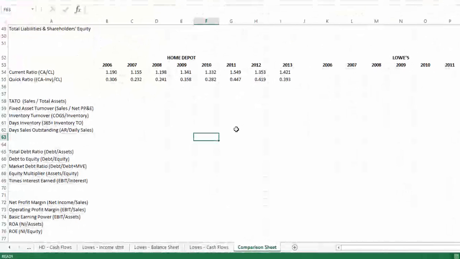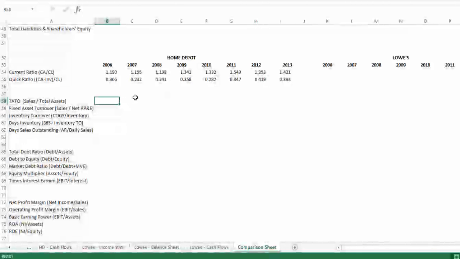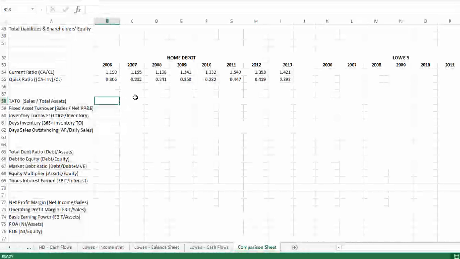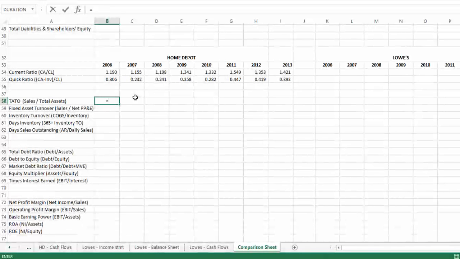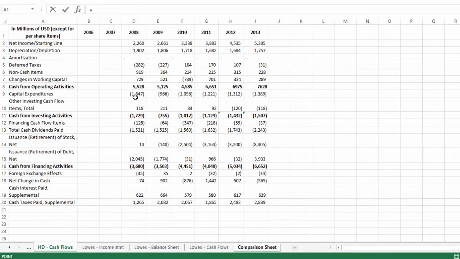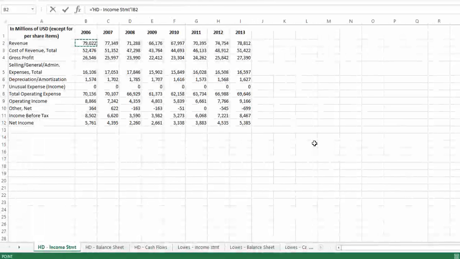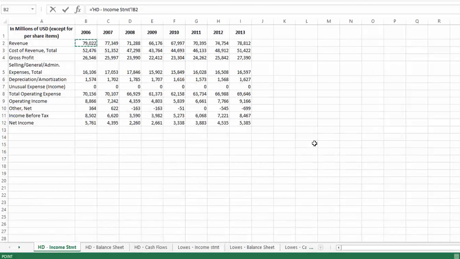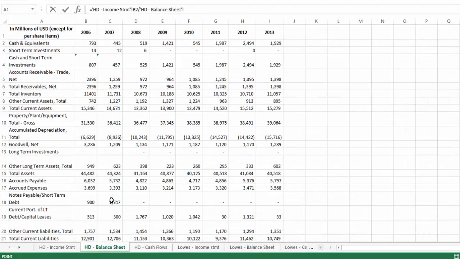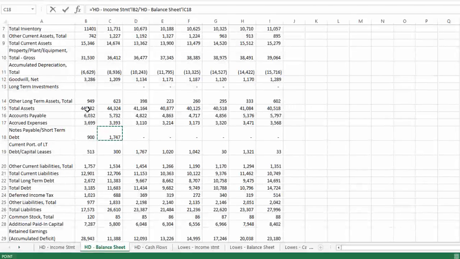Okay, so let me go back to the comparison sheet. We've calculated the liquidity ratios for Home Depot. Now we're going to take a look at these asset management ratios, and the first one is the total asset turnover, or TATO. So I'm going to have the equal sign there, and again go to the Home Depot balance sheet. In this case I'm going to go to the Home Depot income statement, because the definition is sales divided by total assets. So I'm going to go over here to revenue. That's the same thing as sales. It's synonymous with sales. So I'm going to take that number, I'm going to divide it by total assets, which is on the balance sheet. I need to go to this cell here.